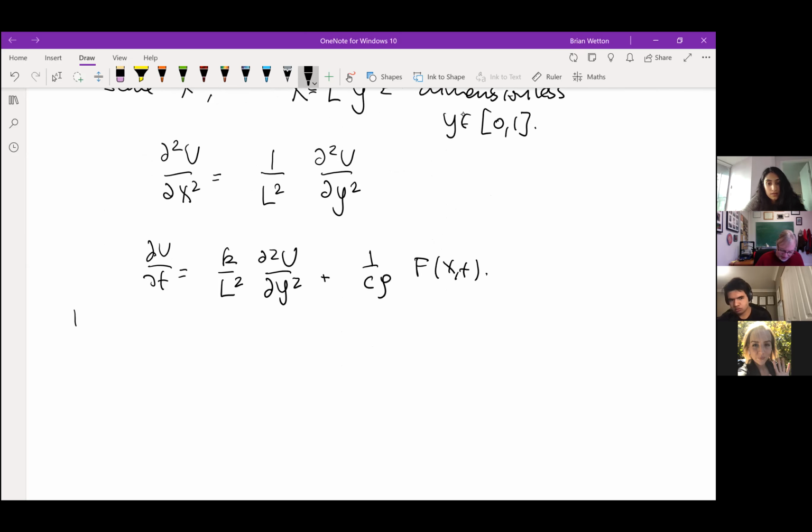What about the time scale? Right, so I had tau as my dimensionless variable for time. That was the foreshadowing. So I'm going to have t equals T times tau. And what should T be?